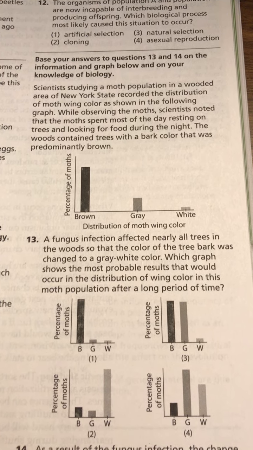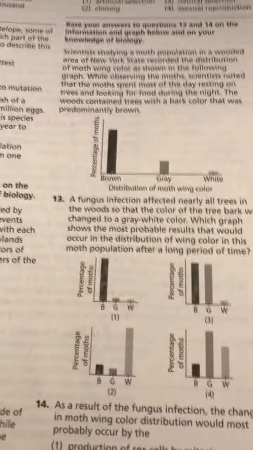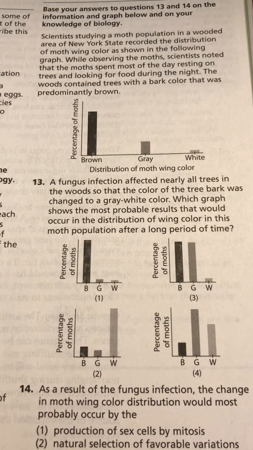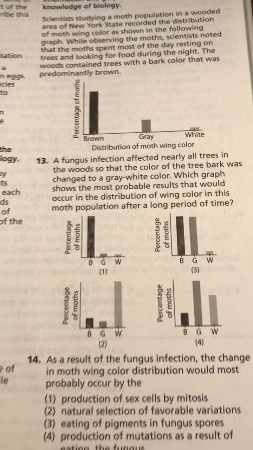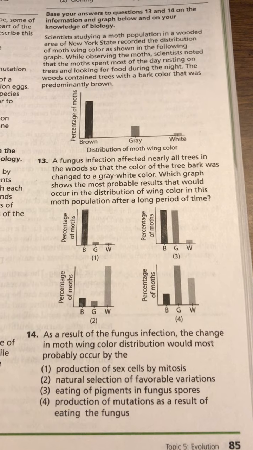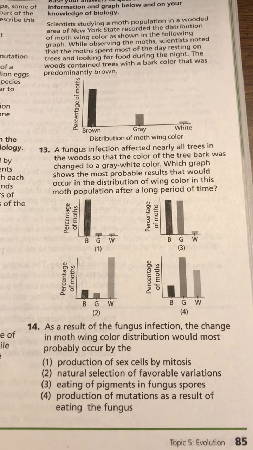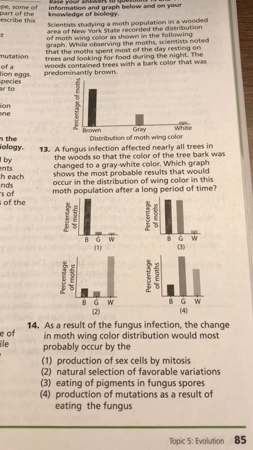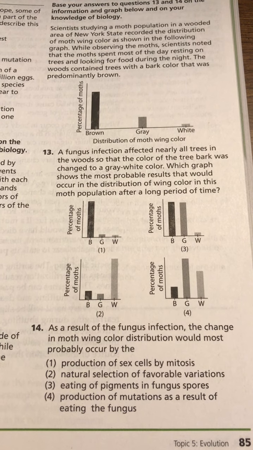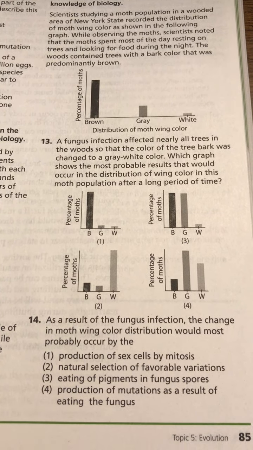Number 13. A fungus infection affected nearly all trees in the woods so that the color of the tree bark was changed to a gray-white color. Which graph shows the most probable result that would occur in the distribution of wing color in this moth population after a long period of time?